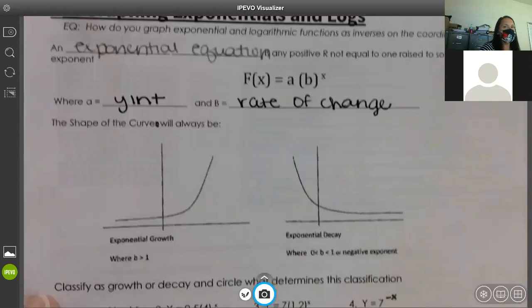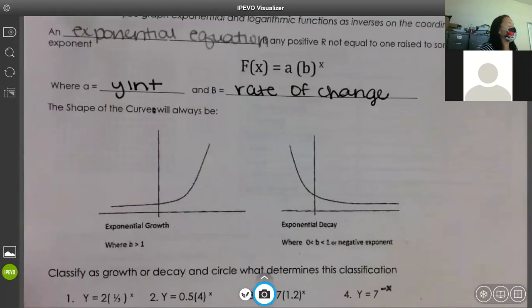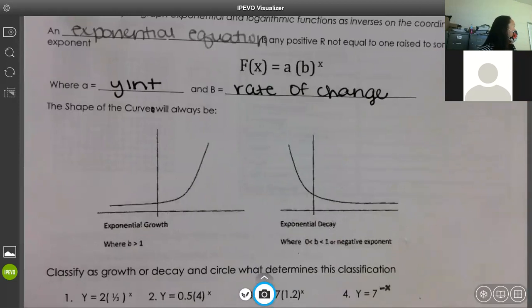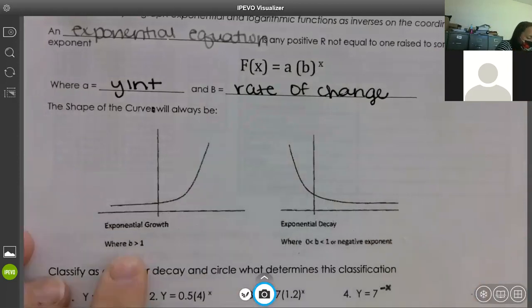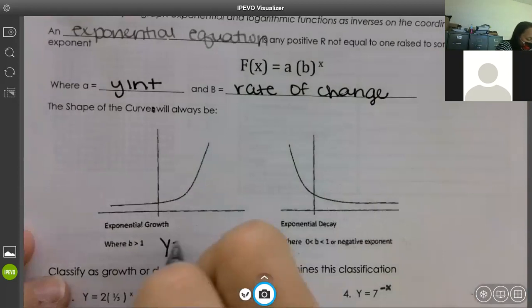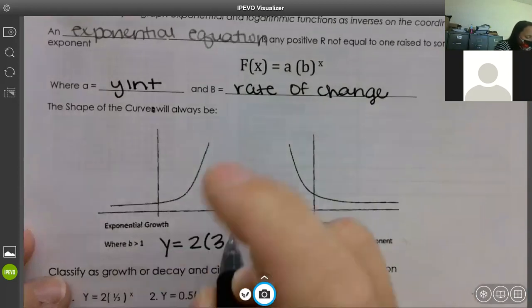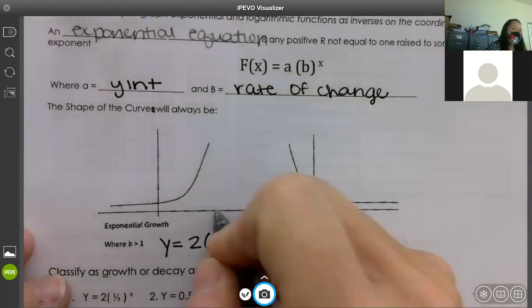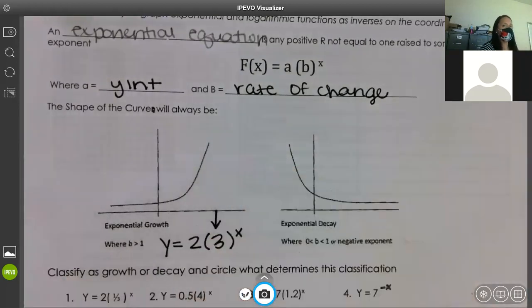There are two types of exponential equations: exponential growth and exponential decay, and you guys have worked with both of those. Growth just means it goes up, decay just means it goes down. What makes it go up and what makes it go down? So for exponential growth, if we had 2 times 3 to the x, this b number in the formula, if it is greater than 1, then it's going to be growth.